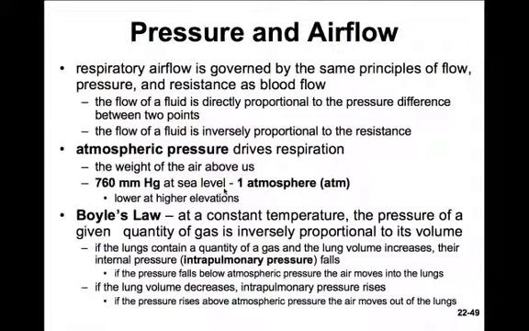So now that we understand the neuromuscular aspects of breathing, let's explore how expansion and contraction of the thoracic cage produces airflow into and out of the lungs. Respiratory airflow is governed by the same principles of flow, pressure, and resistance as we saw in blood flow. The flow of a fluid is directly proportional to the pressure difference between 2 points, and inversely proportional to the resistance.